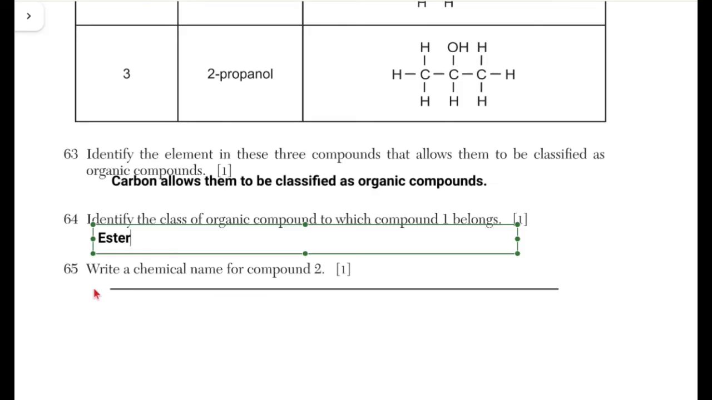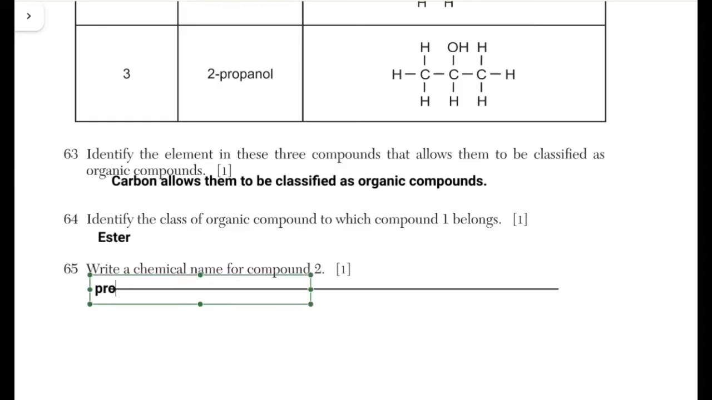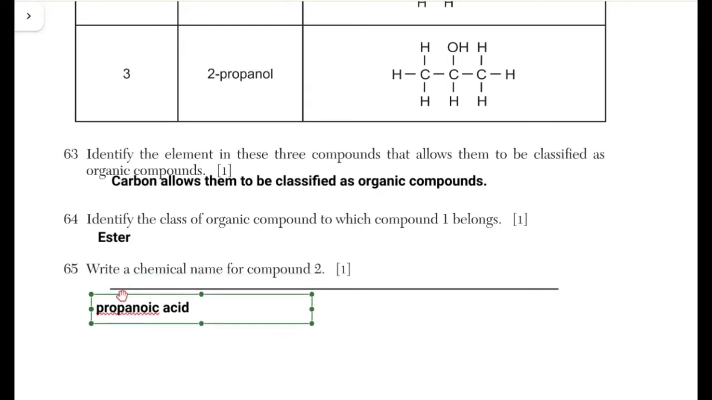Write a chemical name for compound 2. The molecular formula of compound 2 is CH3CH2COOH. Looking again at Table R, this is the exact molecular formula that they provide as an example of an organic acid. The answer to this question is propanoic acid.